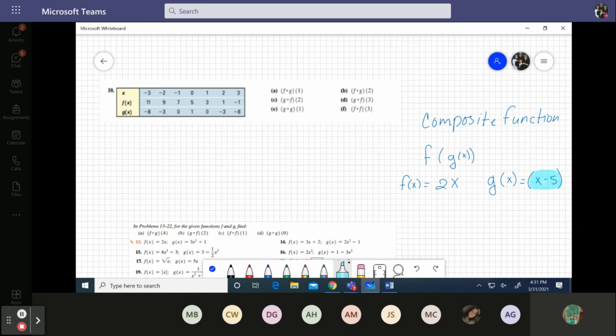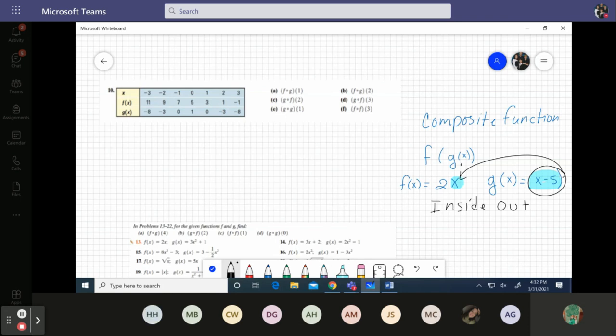Is I'm going to be setting this inside of this function. Inserting. Now, you work from the inside out. G of x first, then f of x.